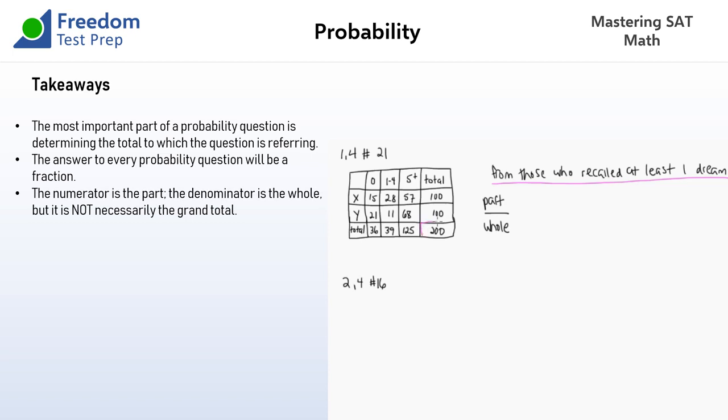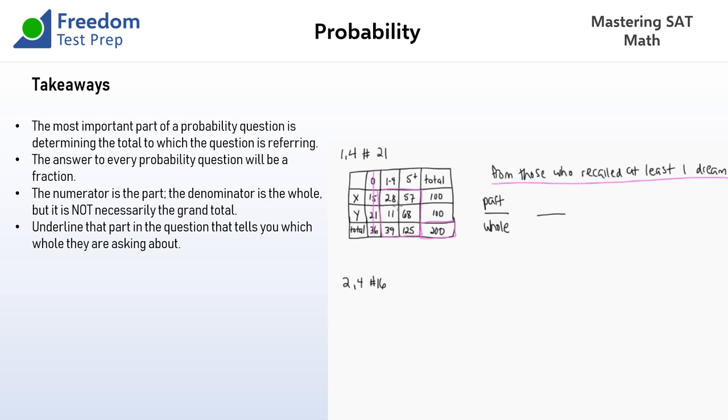So this in the bottom right corner, this is your grand total. This is the total number of people who were surveyed. All right, but it's not always that. That's why you look very carefully at the question. So in this case, the whole is the people who recalled at least one dream. So we get rid of this. It's not going to be that because that's 0. At least one dream is going to cover all these people in here.